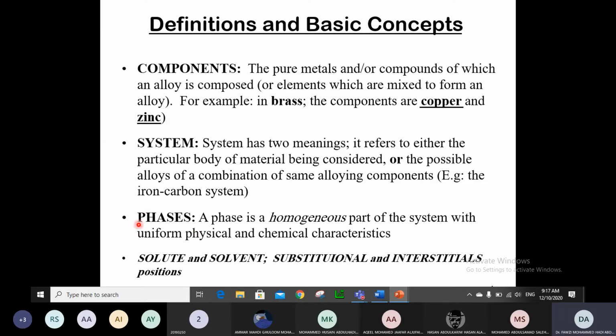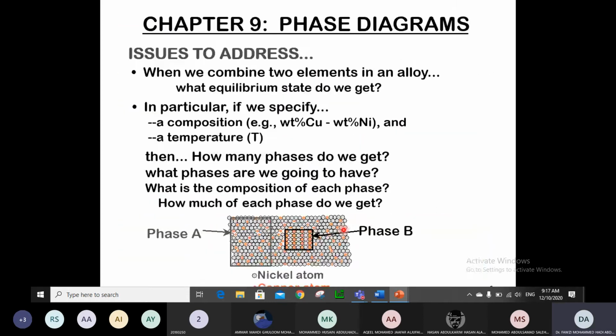Phases. What do we mean by a phase? A phase is a homogeneous part of the system with uniform physical and chemical characteristics. Here, this is a phase. This is another phase, for example. Of course, we might say this is a third phase, if it is different than this one.